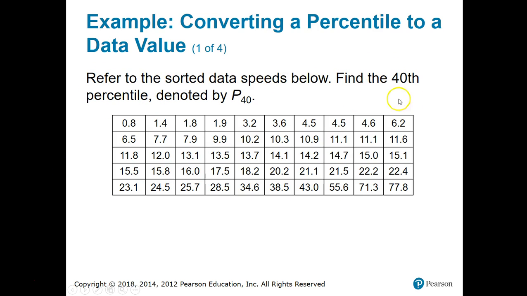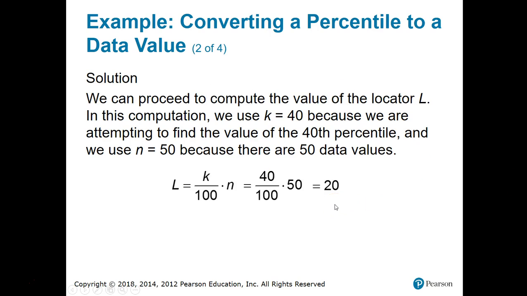All right, so once again, here is our data. Find the 40th percentile, denoted P sub 40. Well, let's see. L is equal to 40 over 100 times 50, which should give us 20.